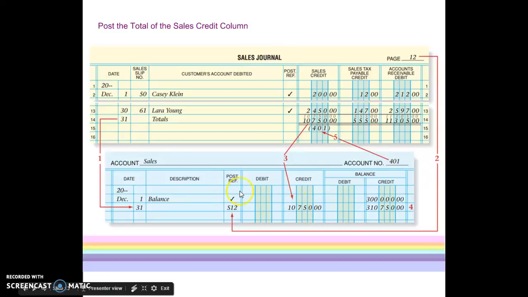So to do the posting process, we are first going to put the date, then the post reference, which is sales journal page number 12. Then we are going to post the credit, which is the total of the sales credit column, $10,750, and then update our balance, taking our new sales credit balance to $310,750. Then we will post reference the sales credit column back to the ledger account that it was posted, account number 401.